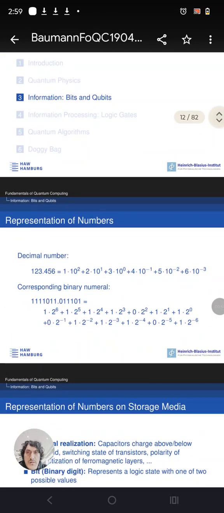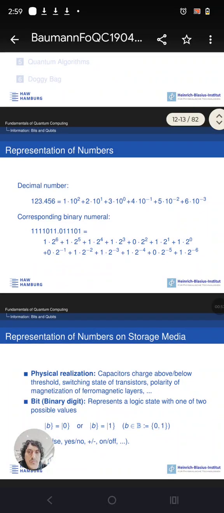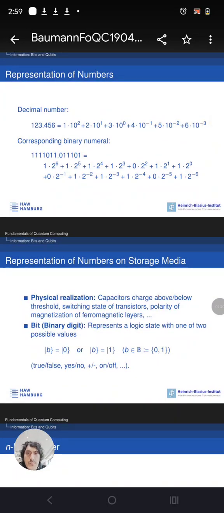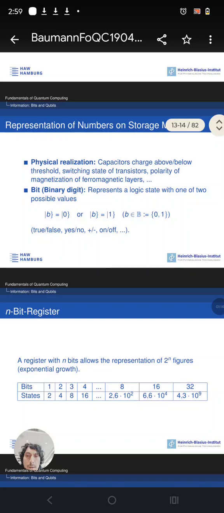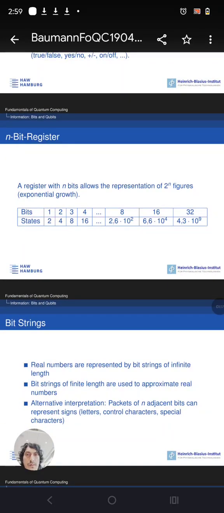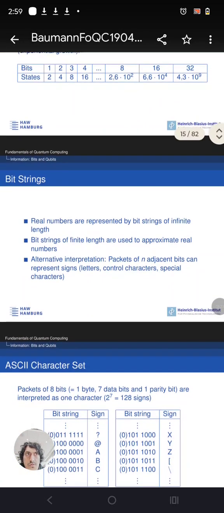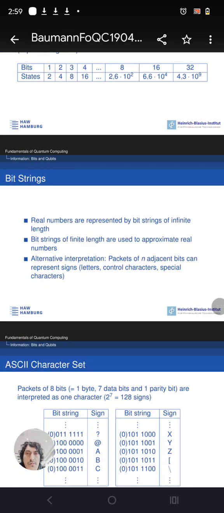So, representation of numbers: they have discussed decimal numbers, the corresponding binary numeral, and physical realization. So, we are talking about storage media now. A bit, binary digit, can be 0, can be 1, a logic state with one of two possible values, and a register with n bits allows the representation of 2 to the power n figures. So there is an exponential growth, of course. Then we have real numbers, which are represented by bit strings of infinite length, but for practical purposes we cannot have infinite length, so we use finite length to approximate real numbers.